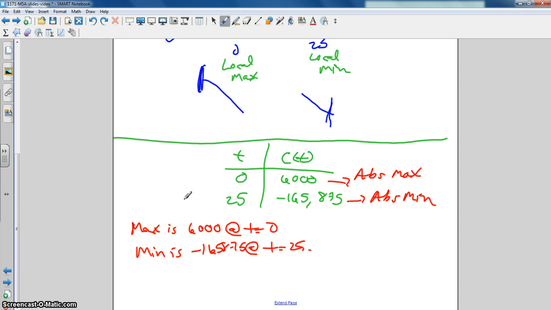Okay, so optimization, the idea is go through, do the same process, classify as local max or min, absolute max or min, and go from there.